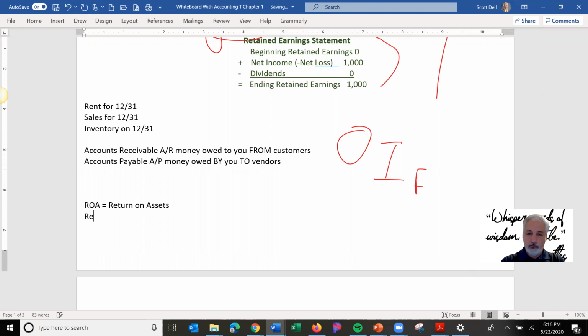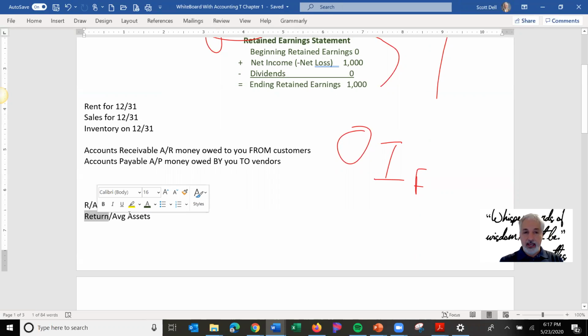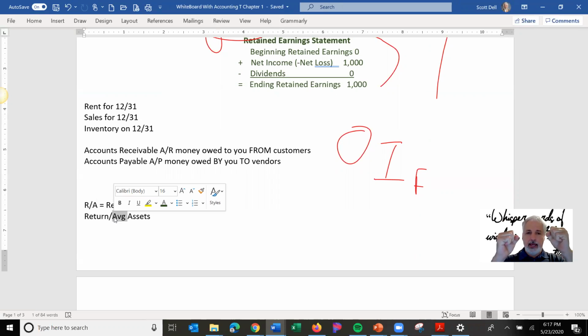You take the return divided by average assets. Remember, return or net income is for a period of time. That's why when we combine an income statement item like return or profit with a balance sheet item like assets, we need to take average assets. We're combining a whole year's worth of returns with beginning and ending assets, added together and divided by 2. You take an average.